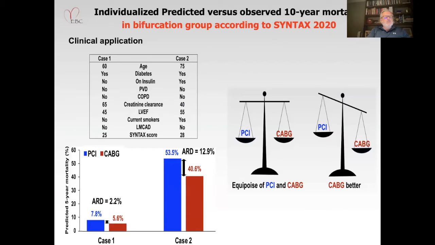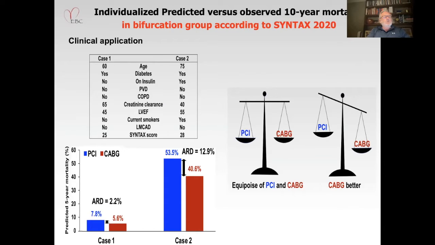This slide deals with the individual predicted mortality versus the observed mortality at 10 years in patients with bifurcation. The parameters of the SYNTAX score 2020 are tabulated for case 1 and case 2. For case 1, there is an absolute risk difference in mortality at 10 years of 2.1%, 7.8 for PCI, and 5.6 for CABG, very acceptable. There is in case 1 quasi-equipoise of PCI and CABG for all-cause mortality, and you will, of course, select PCI.